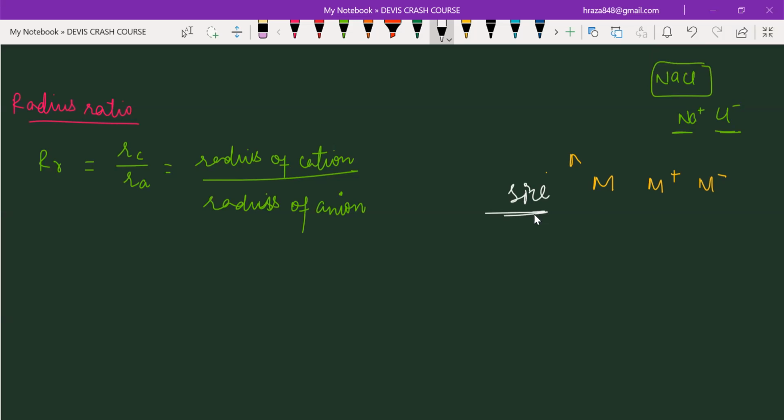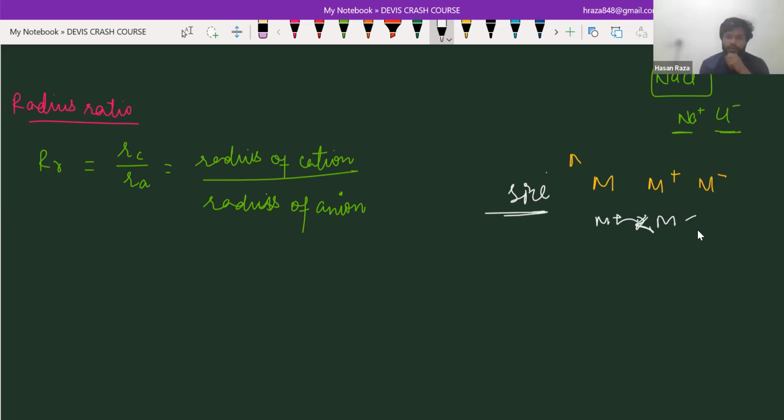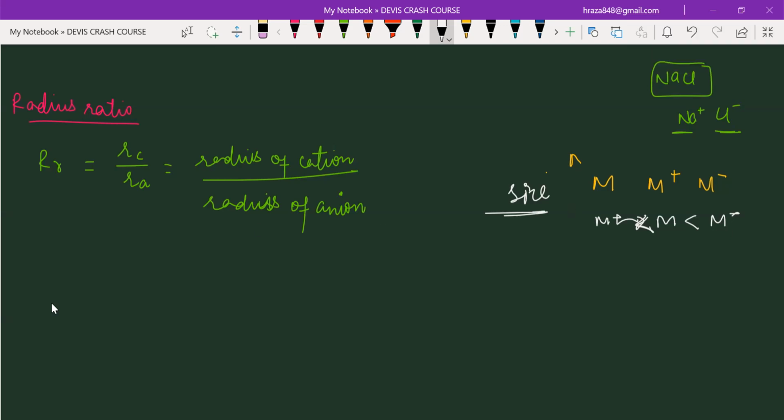The question is simple. The increasing order would be M+, M, then M-. Very good. It's very simple to understand. So basically, generally a cation is smaller than an anion, or you can say an anion is bigger than a cation. Now come to the point. Neutral is in between cation and anion. You know that.